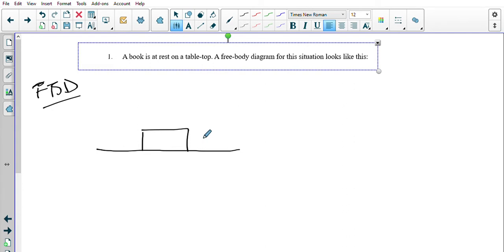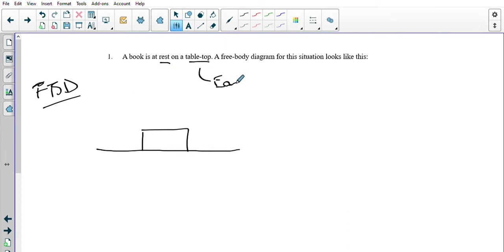A book is at rest on a tabletop, a free body diagram. So we have a tabletop, and there's our book. The book is at rest. The tabletop is on Earth, which is pretty much a given. So if we're on Earth, we have a force of gravity coming down. Is it accelerating? Is it moving? No, it's at rest. And so there has to be an equal and opposite force, and we call that our normal force, perpendicular to the surface. There's our book at rest on the tabletop.